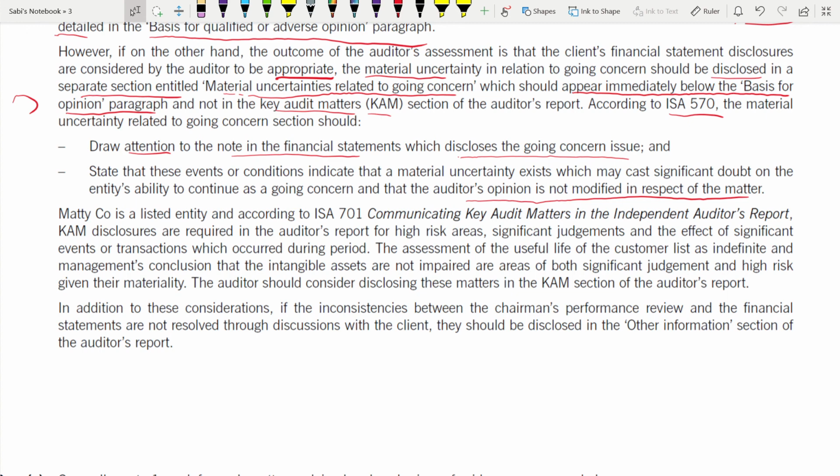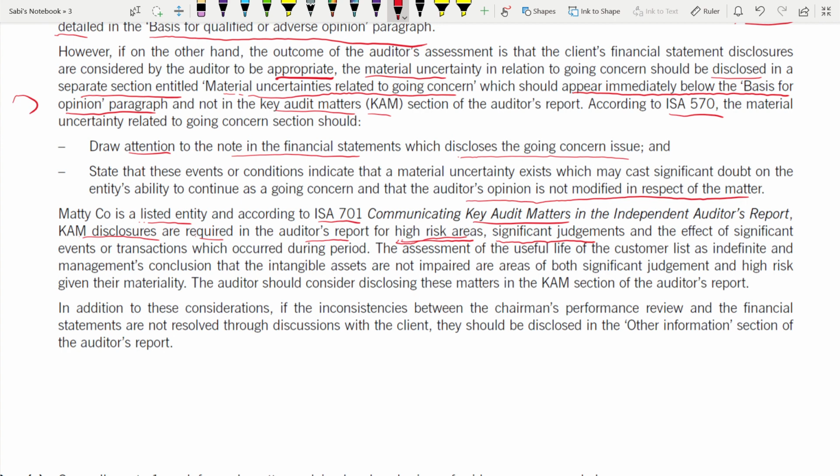Okay. Now we are linking this to the intangible assets, because this relates to the purchased customer list. So MAT is a listed entity, number 1, and according to ISA 701, that means communicating the key audit matters in the independent auditor's report. These disclosures are required in the auditor's report for high risk areas. Number 1, it is a listed entity. So this section, when do you write it? When it's an area of high risk, or an area where significant judgments are used, and also the effect of significant events or transactions which occurred during the period.